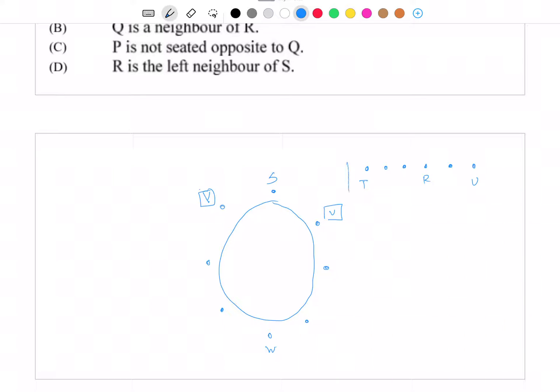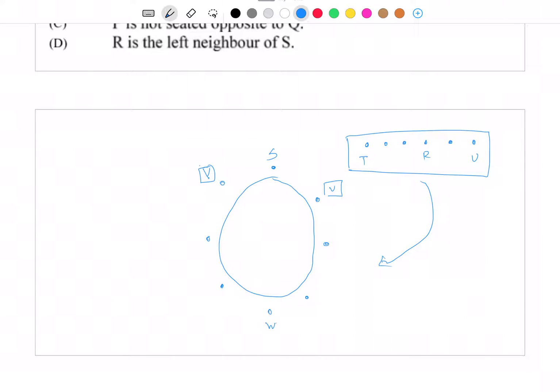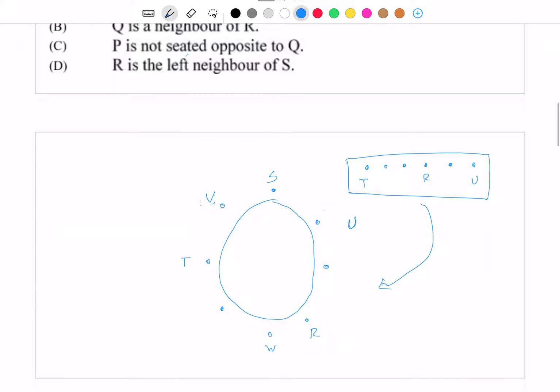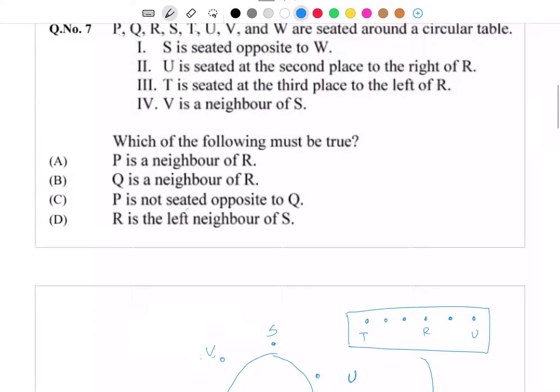If you try to fit this in the round table, there is only a single configuration; the other configuration will be symmetric. If I place T here, there are two blanks, then R here, one blank, and then U here. Similarly, you can place it the other way around, and now we are fixing the position of V here. So this is the scenario that is told.